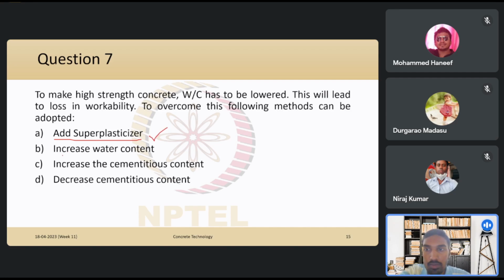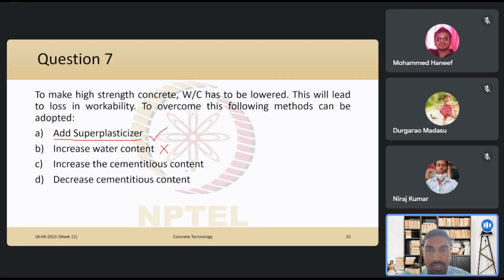The other one, B, says to increase the water content. So this is not appropriate. Why? Because we need to keep the water to cement ratio lower. If you increase the water content, your water to cement ratio will increase, right? So even though your workability will also improve, it is not correct because our strength will reduce by increasing the water to cement ratio, right? So therefore we cannot increase the water content.